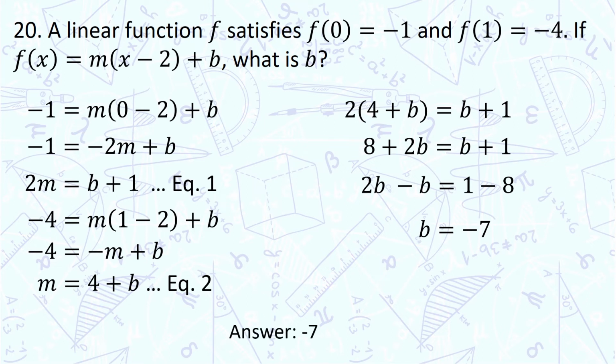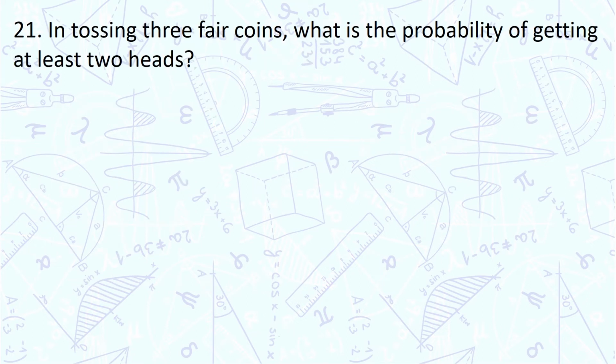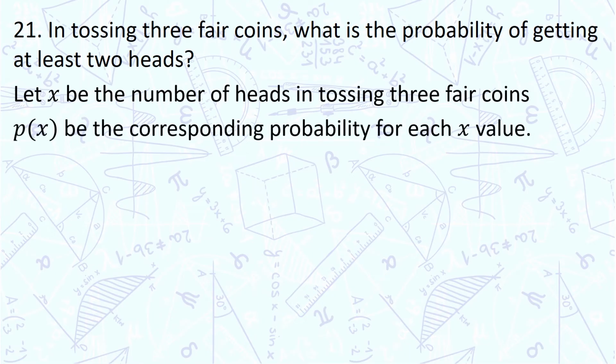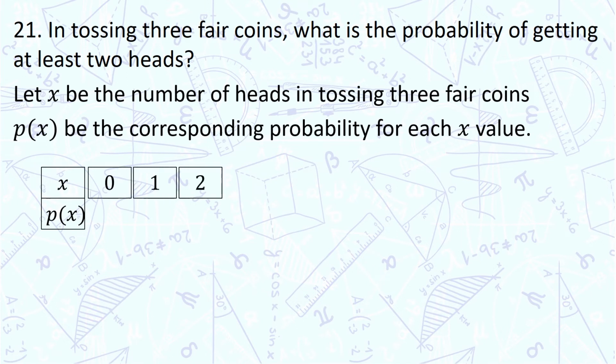21. In tossing 3 fair coins, what is the probability of getting at least 2 heads? Let x be the number of heads in tossing 3 fair coins. So let us have the probability distribution table for this. We have p of x, the corresponding probability for the values of x. In tossing 3 fair coins, the number of heads could be 0, 1, 2, or 3. The probability of getting 0 head is 1/8. Getting 1 head is 3/8. Getting 2 heads is 3/8. And getting 3 heads is 1/8.